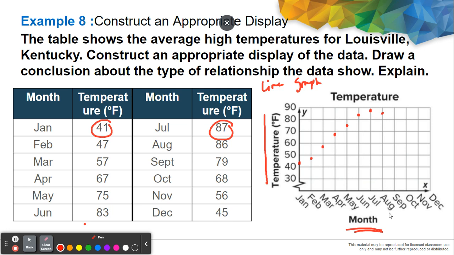Okay, September, 79, so 79 is somewhere here. And then October, 68, so 68 is here. November 56, let's say 56, and then December we have 45. Okay, and remember since this is a line graph, we have to connect our data points with line segments like this one. So connect them like this.